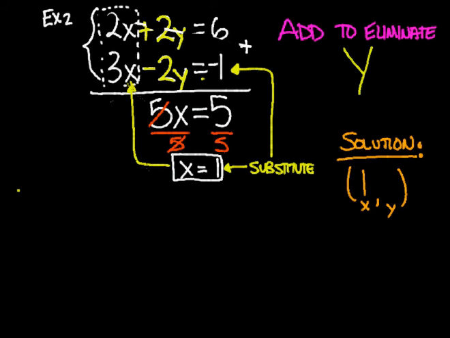So that equation I can rewrite without an x. Let's do the first one. What is 3 times x? 3 times x, which is 1. 3 times that is 3. And then there's still a minus 2y equals -1.